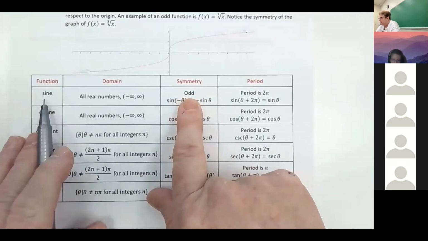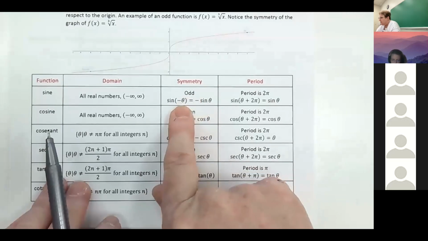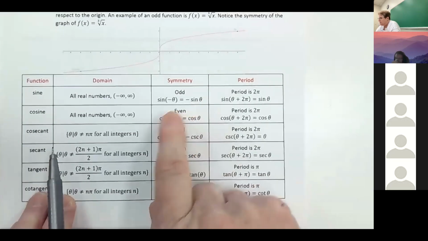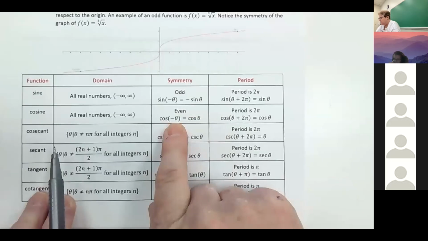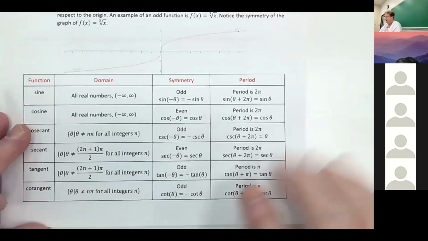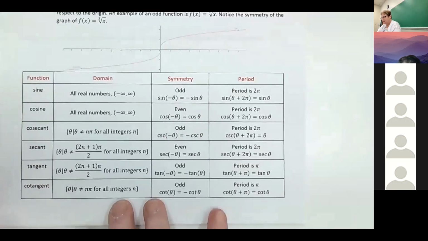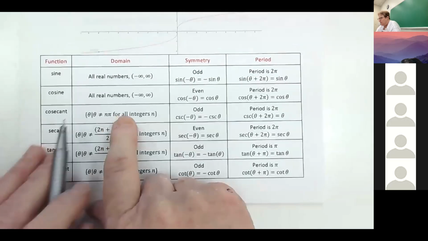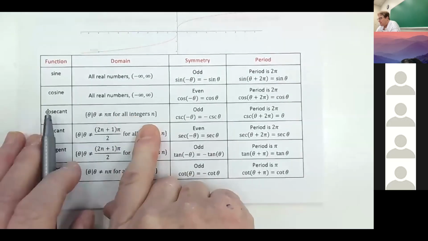Sine is odd because if you plug in a negative, you get a negative out. Cosine is even because if you plug in a negative, you get a positive value. And everything else is based upon sine and cosine, except the tangent and cotangent. So I don't know why I did this backward.